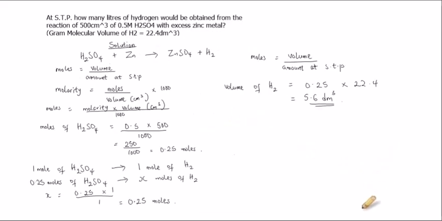So with this, we've come to the end of the solution to the question. It can be concluded that 5.6 dm³ of hydrogen would be obtained from the reaction of 500 cm³ of 0.5 molar H2SO4 acid with excess zinc metal.